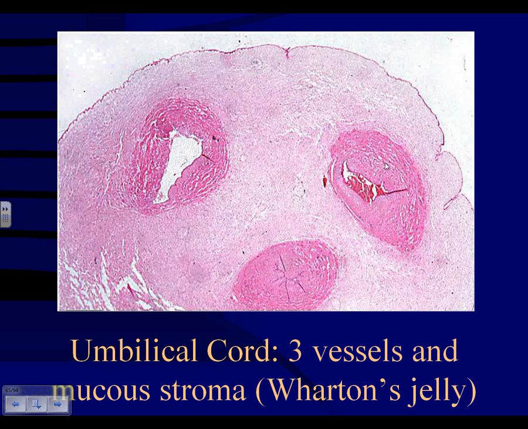Similarly, the umbilical cord. I've never seen an FNA of the umbilical cord. I hope I don't, because I won't know what to say about it. But generally, the umbilical cord has three vessels, so 2 arteries and a vein, and it has this loose connective tissue called Wharton's jelly that surrounds the vessels.